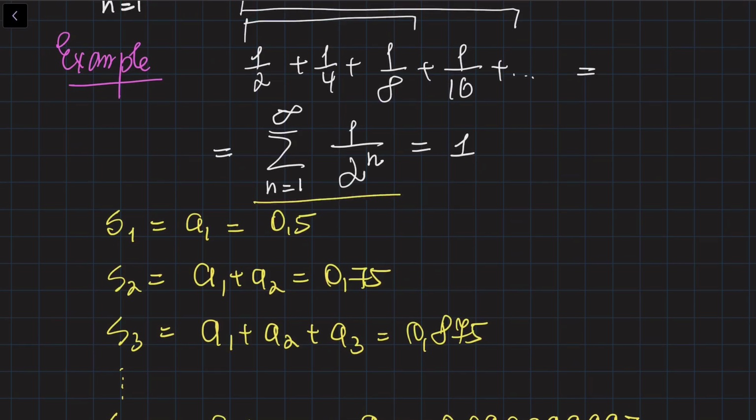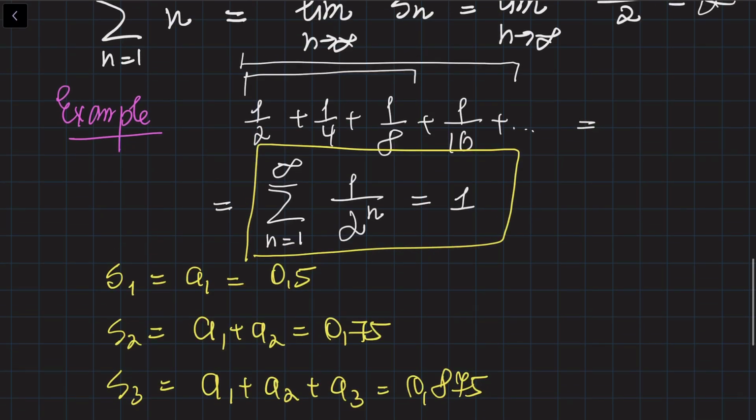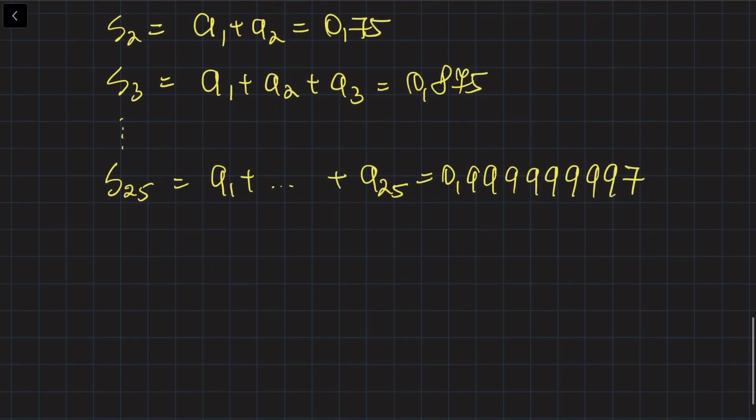In our next lectures, we are going to talk more about the general terms of convergent infinite series and how to find this limit. This kind of series is called a converging series. So this series converges.